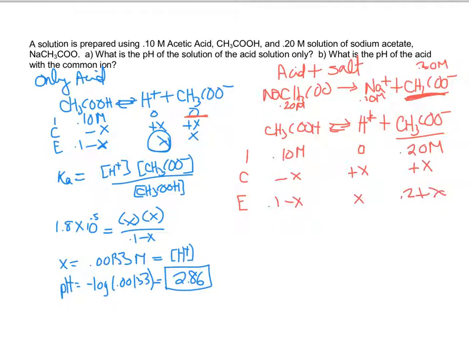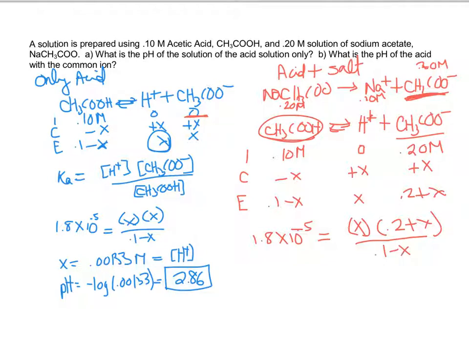And I'd set up my Ka expression the same way. So 1.8 times 10 to the negative fifth. That was my Ka still for my acetic acid. That is equal to my H plus concentration, so X, times the acetate concentration, so 0.2 plus X, over the acetic acid concentration, so 0.1 minus X, and then I'd solve for X.